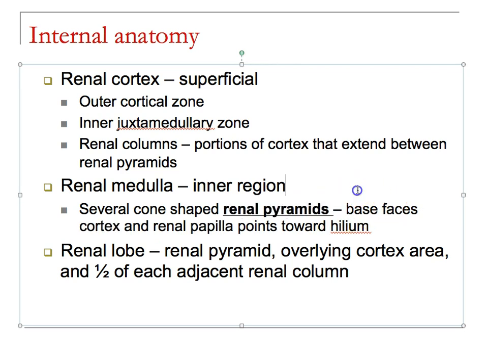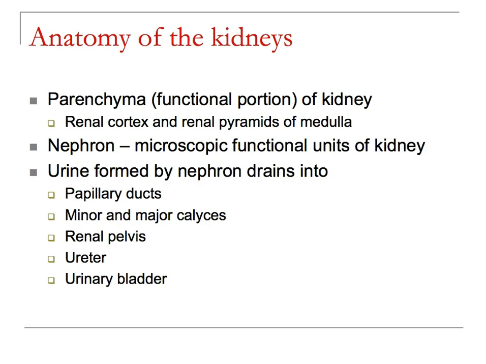Right? And each pyramid has the ability to actually do part of the work we're going to take a look at in a minute. So how does this actually happen? The functional portion of the kidney is called the parenchyma. It has within it a series of nephrons. I'm going to put that there.